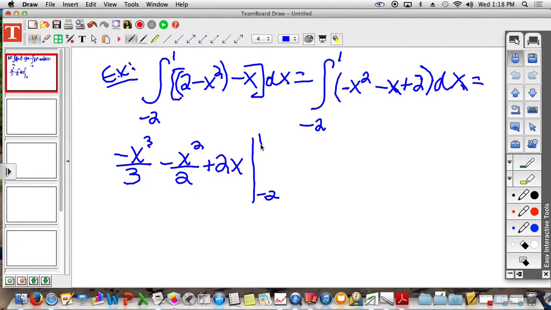Type this in, negative x to the power of 3 divided by 3 minus x squared divided by 2. No parentheses necessary anywhere when you type this in. Plus 2x. Make a table. Find the value of the function at 1. What'd you get? So in other words, we are evaluating that integral at 1. What do you get? 1.1666666. Okay. So that's where we're going to run into some problems.